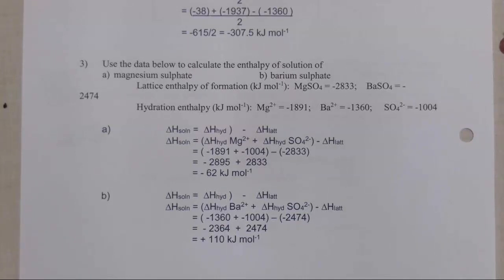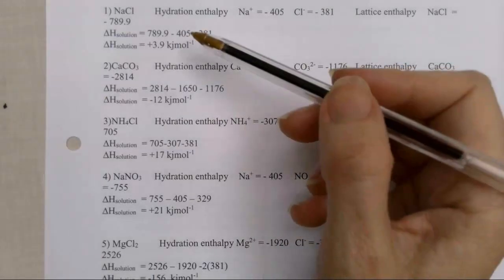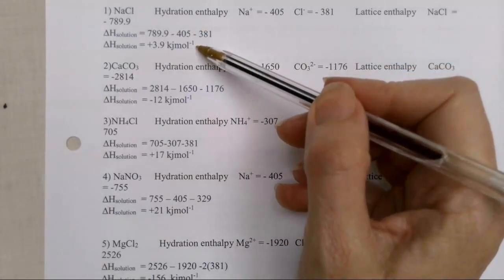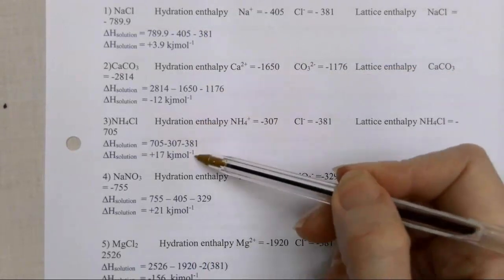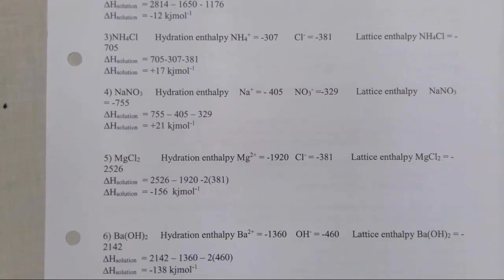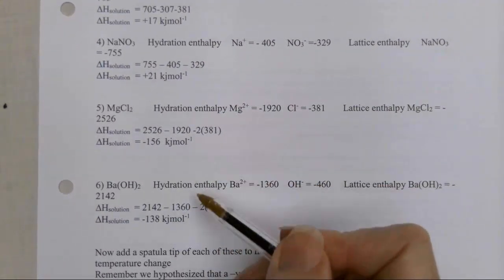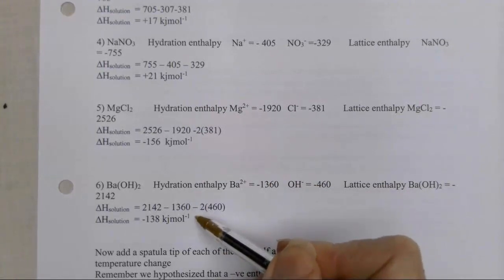Okay, so what I'd like you to have a go at doing now is pausing the video and having a go at the calculations on page 10. So have a go at those ones. Okay, so hopefully you've had a go at these, and I'm just going to run through the answers, just check that you've got the right ones. So sodium chloride comes out as plus 3.9, then we've got minus 12, plus 17, plus 21, and the last two, minus 156 and minus 138.